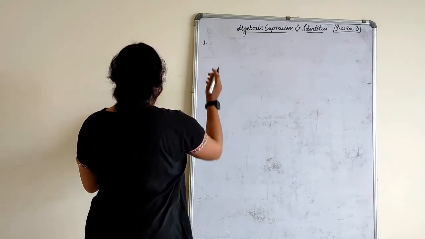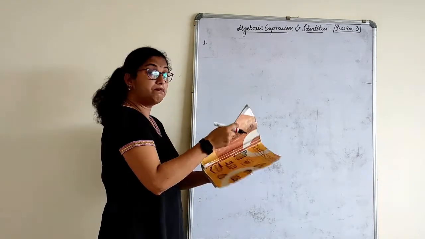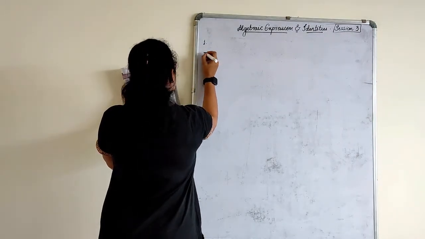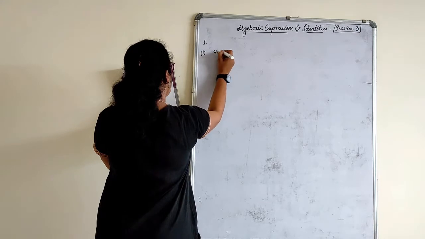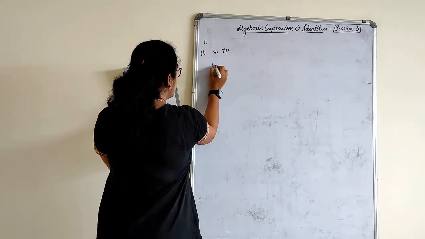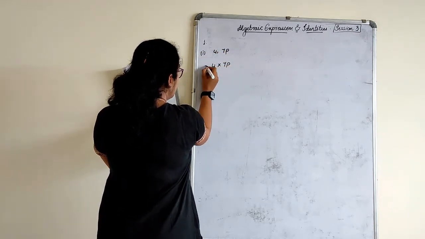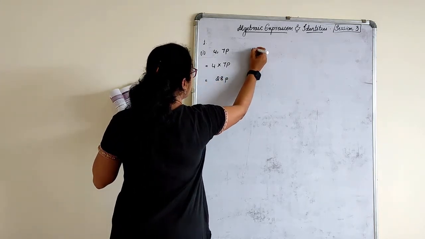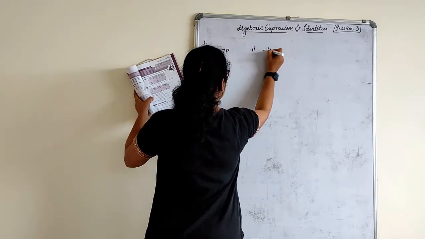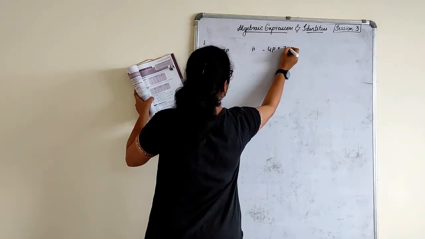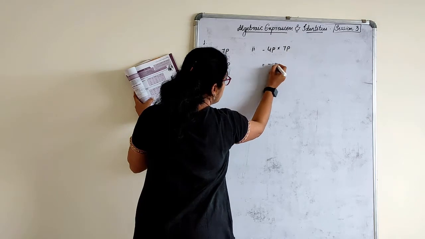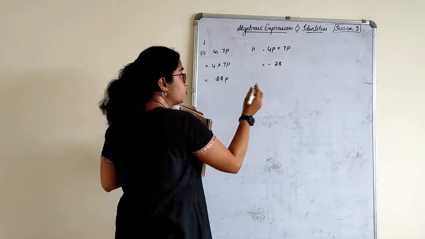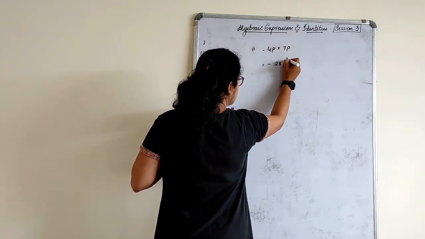First one, find the product of the following pair of monomials. In the first one it is 4 and 7p. So it is 4 into 7p. What do you write? 7 fours are 28p. Second one, minus 4p into 7p. 7 fours are minus 28. p one time, p two times, so we'll write p square.